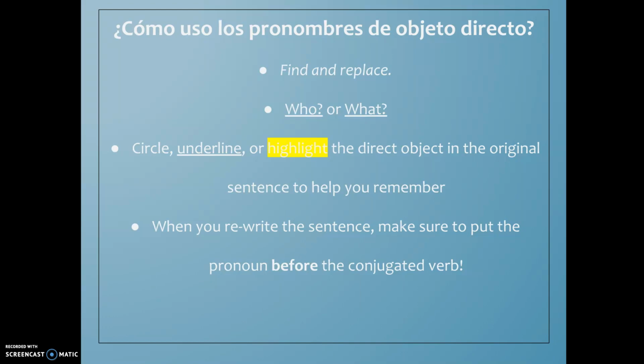And also, once again, a reminder that when you rewrite the sentence, you want to be certain that you put the direct object pronoun before the conjugated verb as a separate word. You want to pause the video again, do números 1 a 5 on página 2, and have me check your work before moving on to the indirect object pronouns.